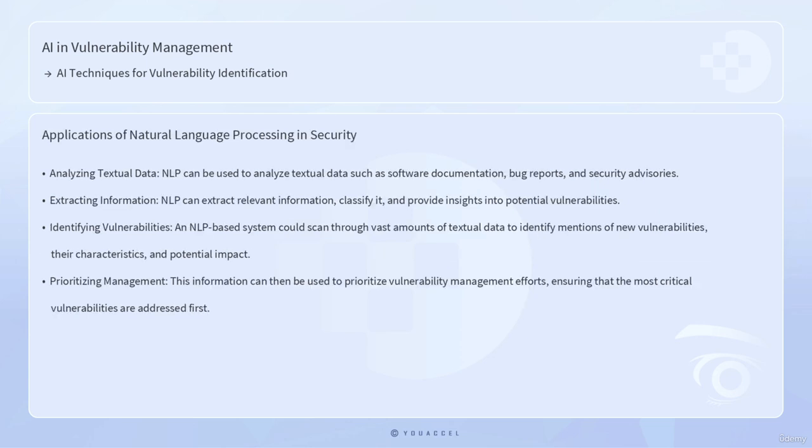Natural language processing, another AI technique, can be used to analyze textual data such as software documentation, bug reports, and security advisories. NLP can extract relevant information, classify it, and provide insights into potential vulnerabilities. For instance, an NLP-based system could scan through vast amounts of textual data to identify mentions of new vulnerabilities, their characteristics, and potential impact. This information can then be used to prioritize vulnerability management efforts, ensuring that the most critical vulnerabilities are addressed first.